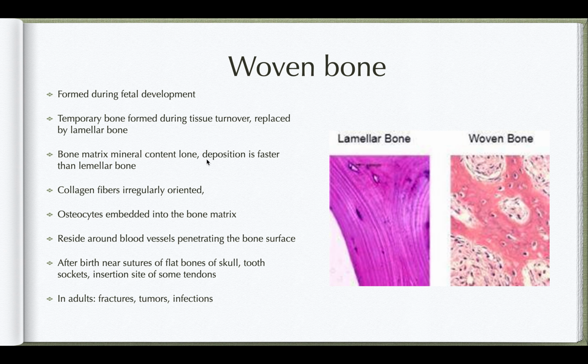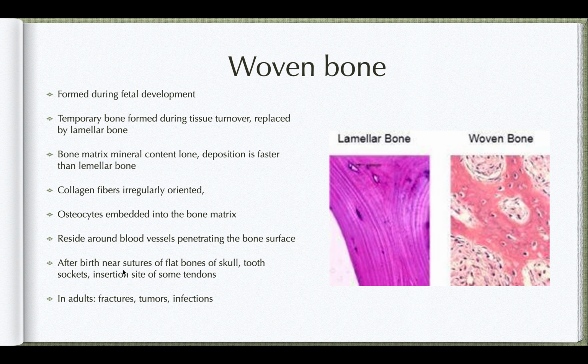Bone deposition is going to be faster than lamellar bone, and collagen fibers are going to be all over the place in the woven bone, irregularly oriented. Osteocytes are going to be embedded into the bone matrix, and these generally reside around blood vessels that are going to be penetrating the bone surface.